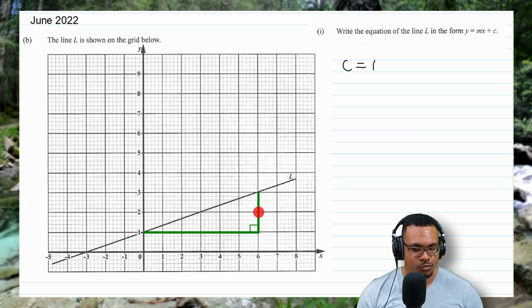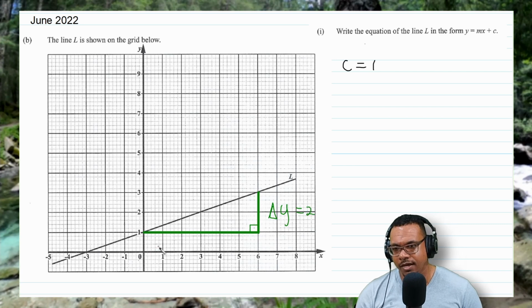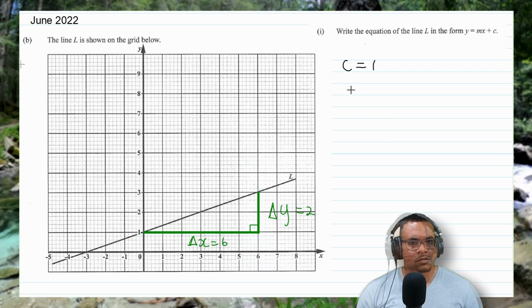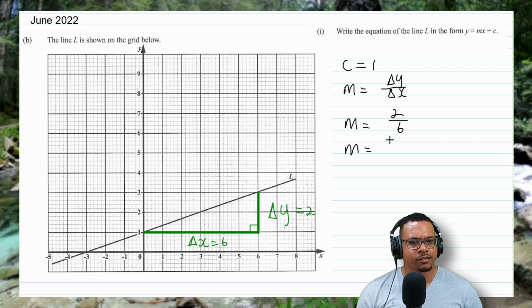And let's count in here. 2 blocks, 1, 2. So my change in y is equal to 2. And then counting blocks here now from here, 1, 2, 3, 4, 5, 6. So my change in x is equal to 6. So my gradient will be equal to a change in y over a change in x. And that would be change in y is 2 and a change in x is 6. And that will be 1/3.